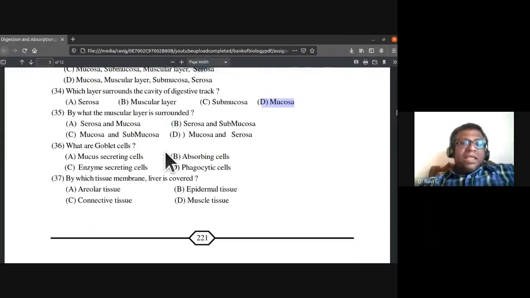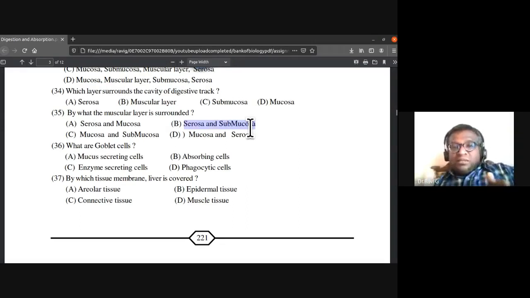By what is the muscular layer surrounded? Is it serosa and mucosa? MSMS, as I told you. The muscular layer is surrounded by serosa and submucosa. Towards the outer side there is serosa, and on the inner side it is surrounded by submucosa.